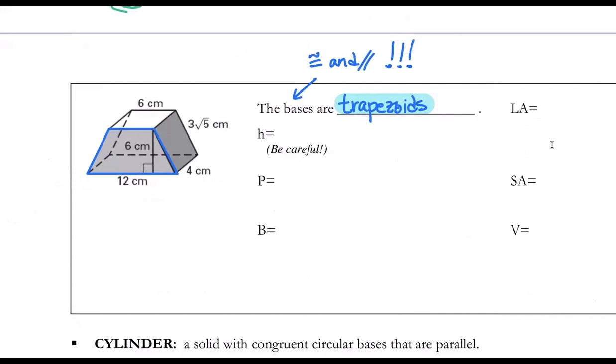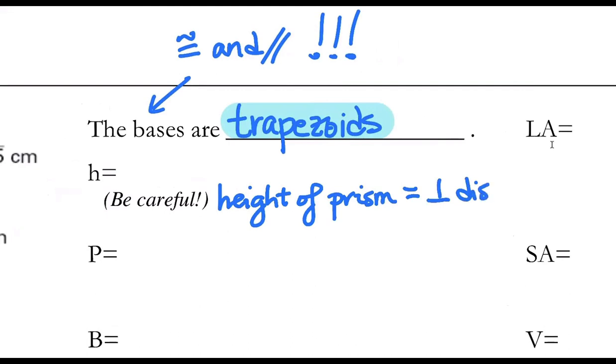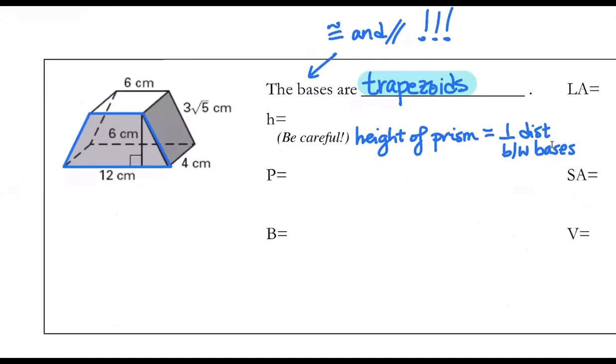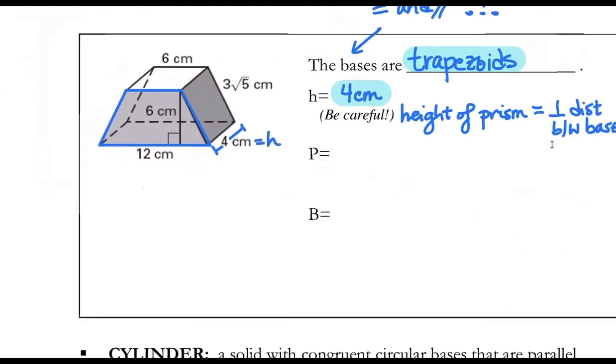Okay, what is H? Now remember that H is the height of the prism. And that means the perpendicular distance between the bases. And then this is not sitting on its bases, which means the height is actually 4 centimeters, because if you were to turn it so that it were sitting on its bases, then the height would be how tall it is, which is 4 centimeters.